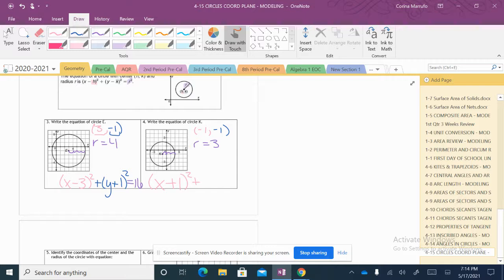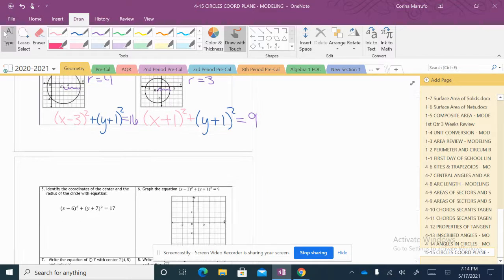Plus, we're going to take our y values. So we're going to subtract -1. And again, it's going to turn into a positive. 2 negatives make a positive. And then it's going to be equal to our radius squared. So 3 squared gives us 9. And that's the equation of our circle.